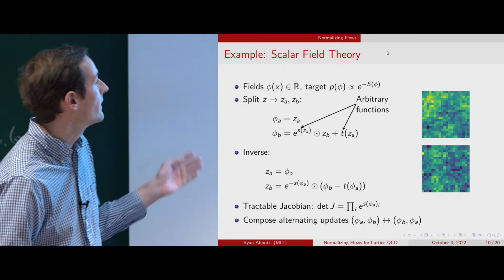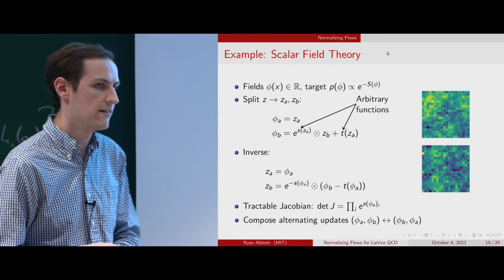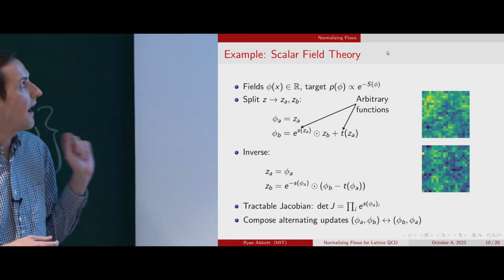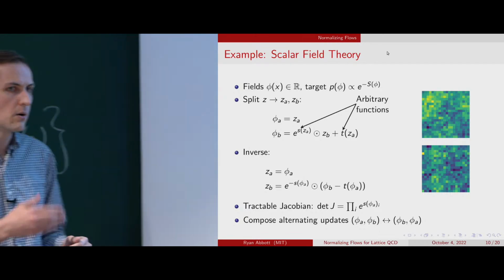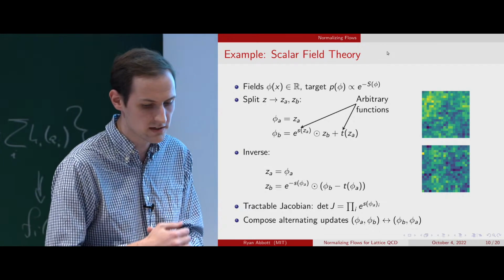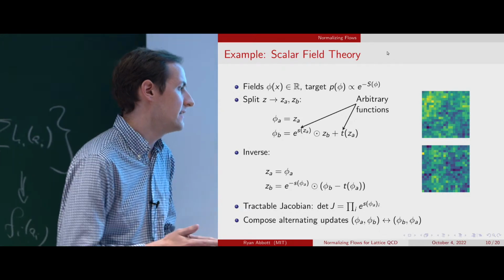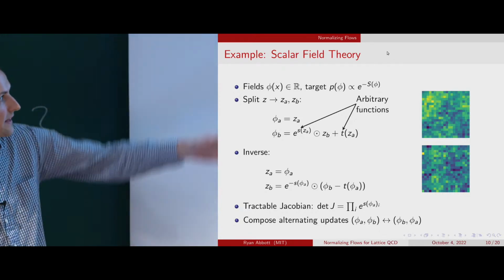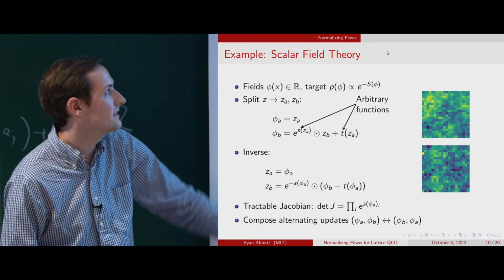So a scalar field theory is going to be something with fields that have a real valued output at every single point on a lattice. It can be any dimension lattice that you want. And you can really think of this, if it's in 2 dimensions, as a kind of image. So you can think that the configurations look something like these things over here.